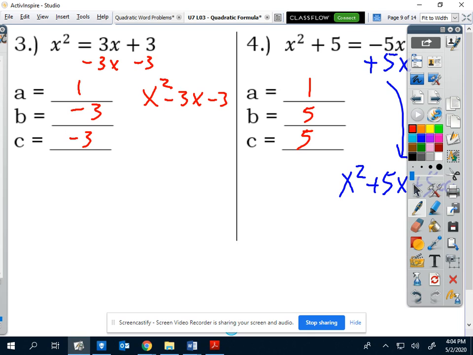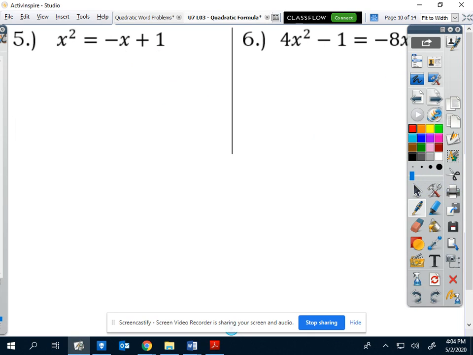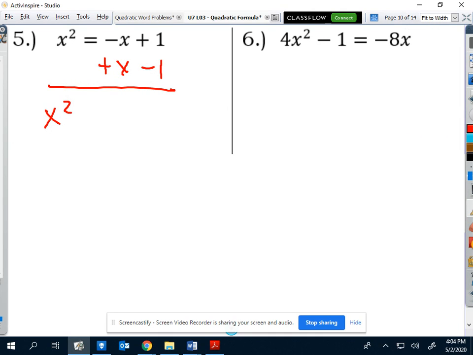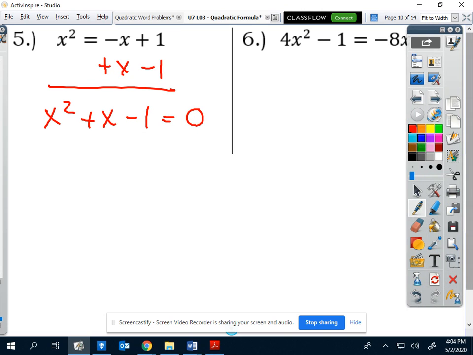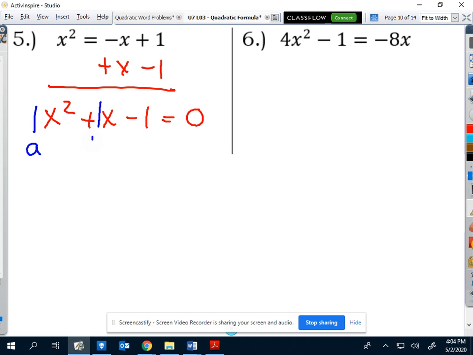Now, I'm just getting a lot of repetition there. I don't love that that keeps repeating itself. Let's do this one. Add your x over, subtract your 1 over. So it's x squared plus x minus 1. So all equal to 0. So now we can say, hey, my a is 1, my b is 1, and my c is -1.